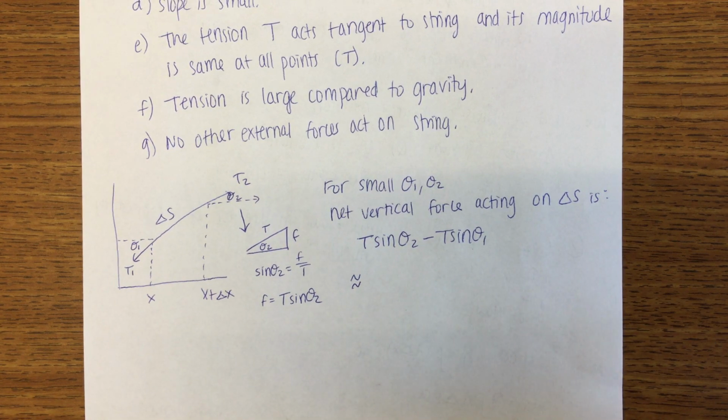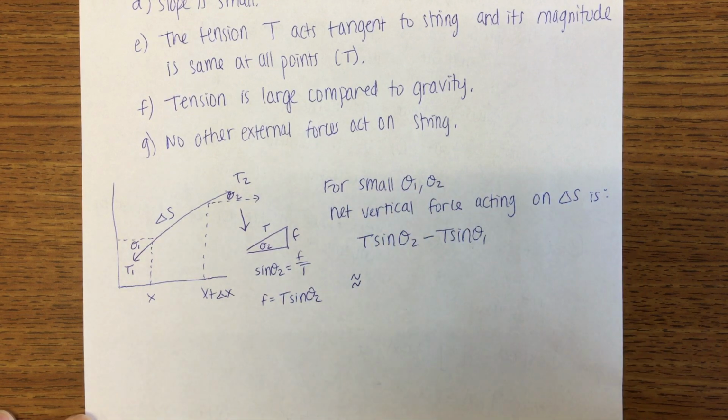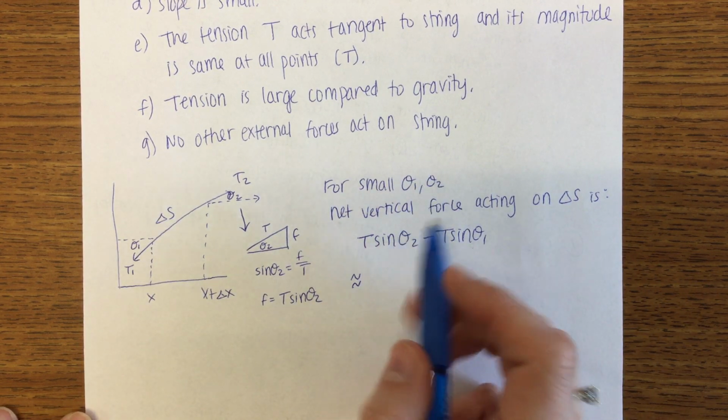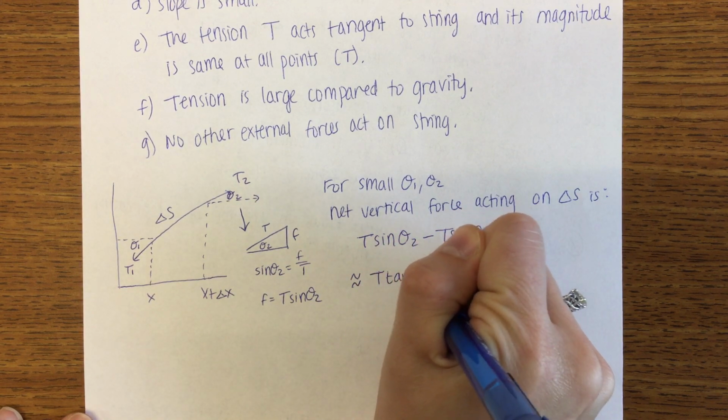Now, here's why we need the slope to be small. If the slope is small, that's what will force those two angles to be small. If these two angles are small, sine then is going to be approximately equal to tangent.